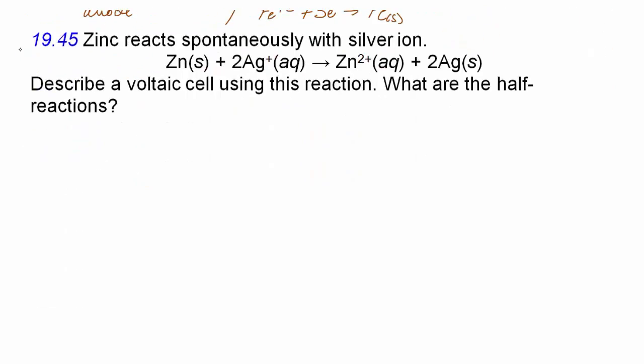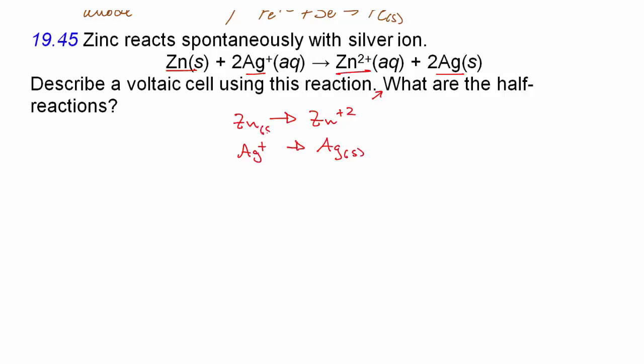Zinc reacts spontaneously with silver. Describe a voltaic cell using this reaction. What are the half reactions? Okay, let's do this part first. What are the half reactions? We have zinc going to zinc plus 2. We have silver ion going to silver solid.